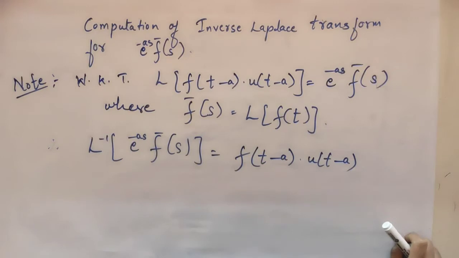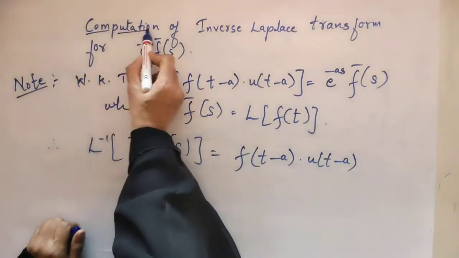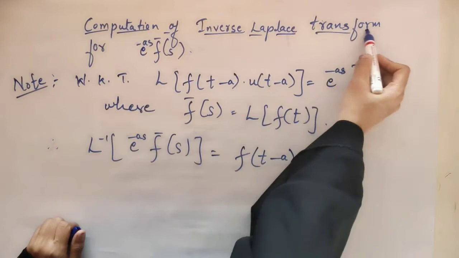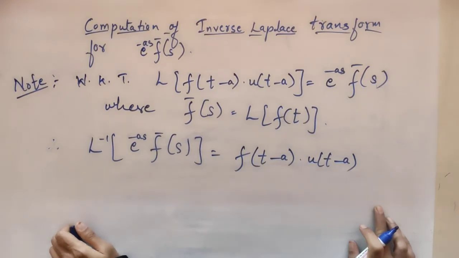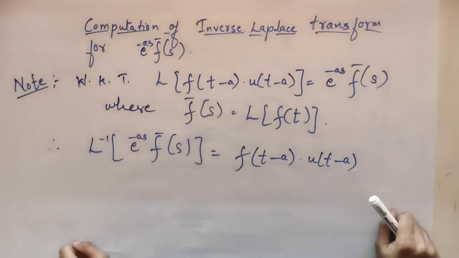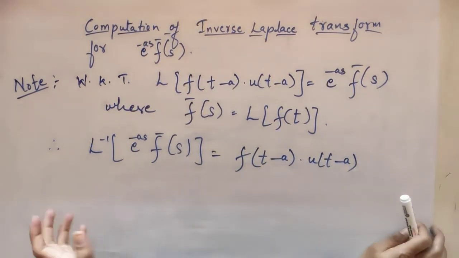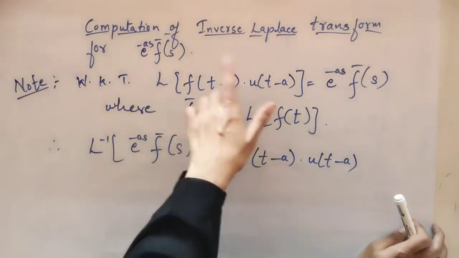Here I have come up with a new topic in inverse Laplace transform. As the title says, the computation of inverse Laplace transform for the type e to the power minus as into f bar of s. I hope you all remember in my previous sessions we learnt about the unit step function, or Heaviside function, where we solved one important property and a few problems on that. We know that this property we have solved already.